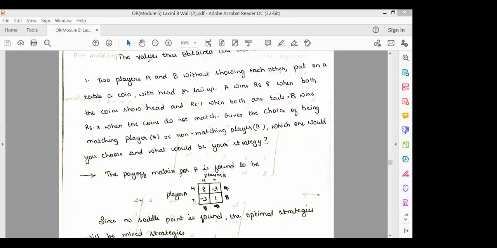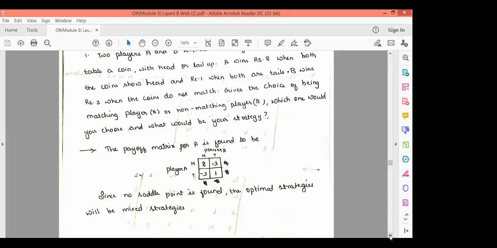So here we have a payoff matrix which is written based on the question given here. Player A has two strategies, head and tail. Similarly, player B has two strategies, head and tail, when they are throwing the coin. When both are head, player A is gaining 8 points.